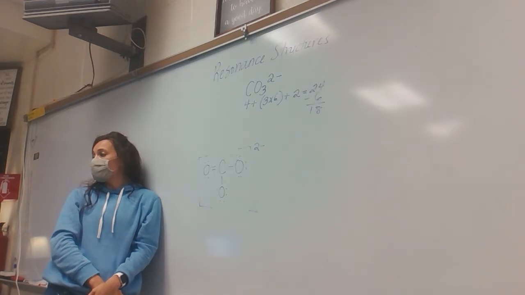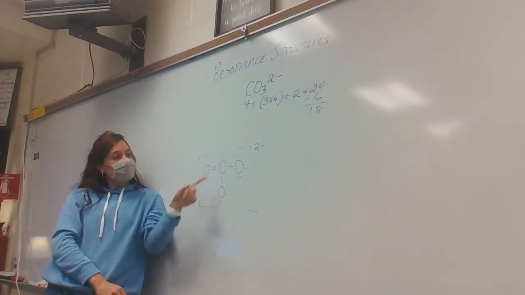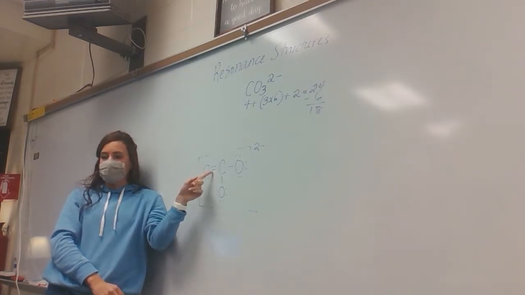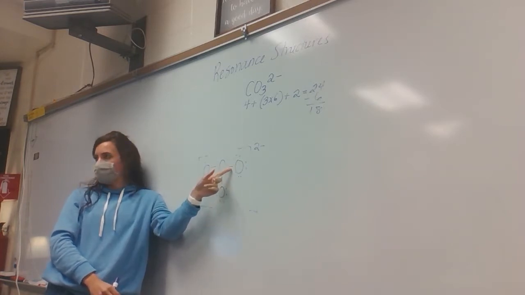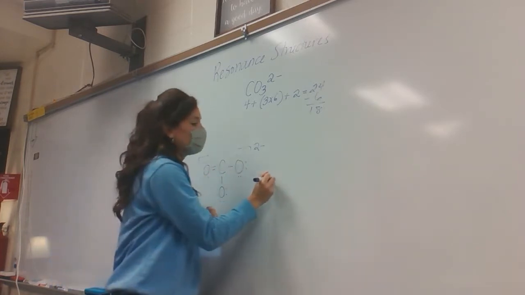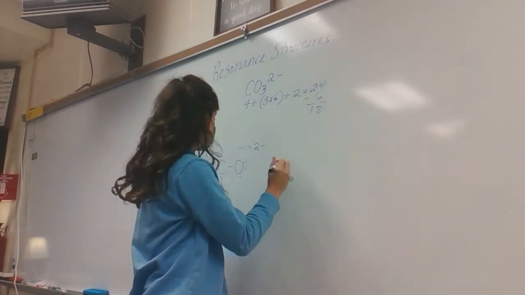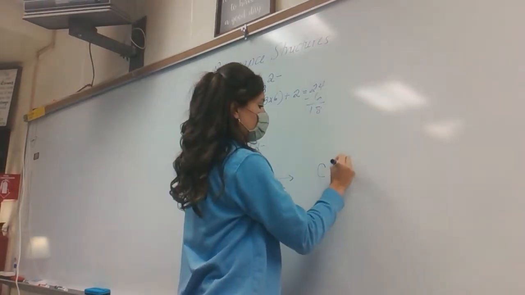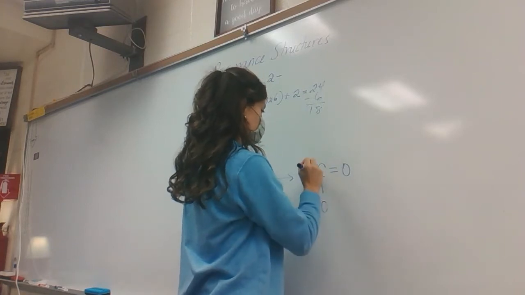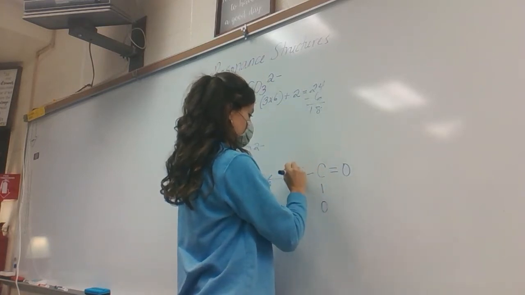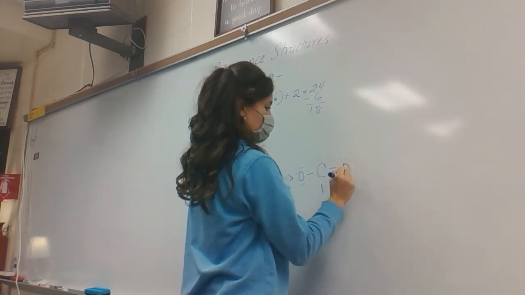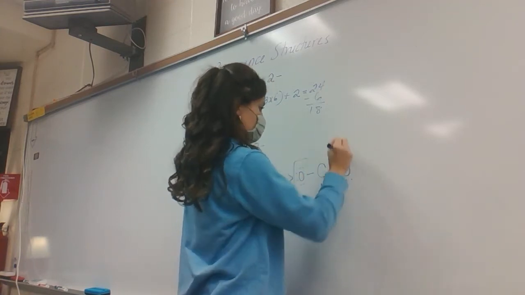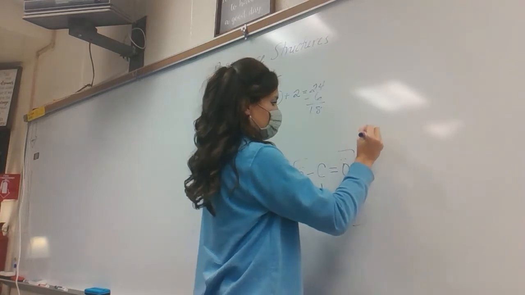But here's the issue. This double bond, could it be here? Yes. Could it be here? Yes. So you have to represent that by drawing each possible structure. I hated these. Yeah, it was just tedious.